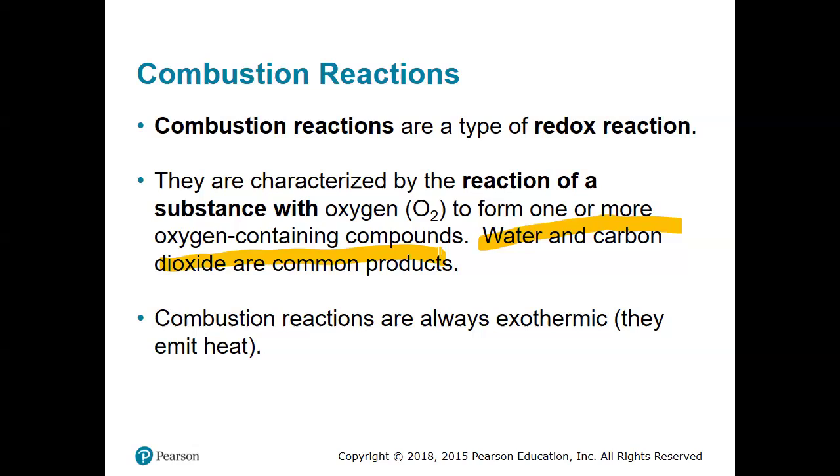The other thing that we characterize about combustion reactions is that they're very exothermic. They generate a lot of heat. They usually generate a decent bit of light as well. And we can point to that right away as something to recognize and be aware of. So that's it for today.